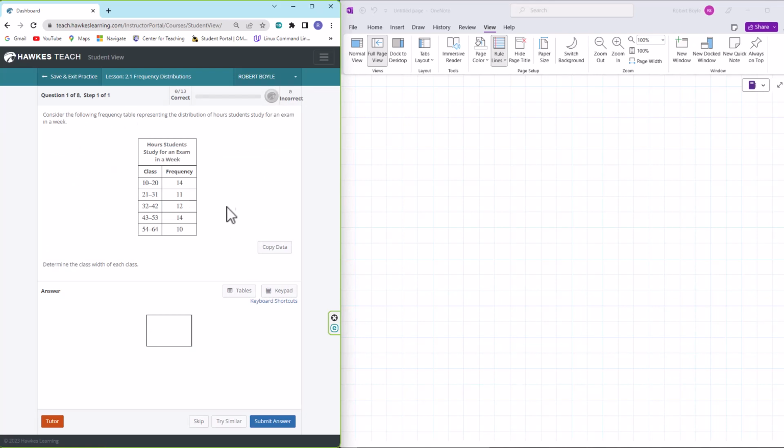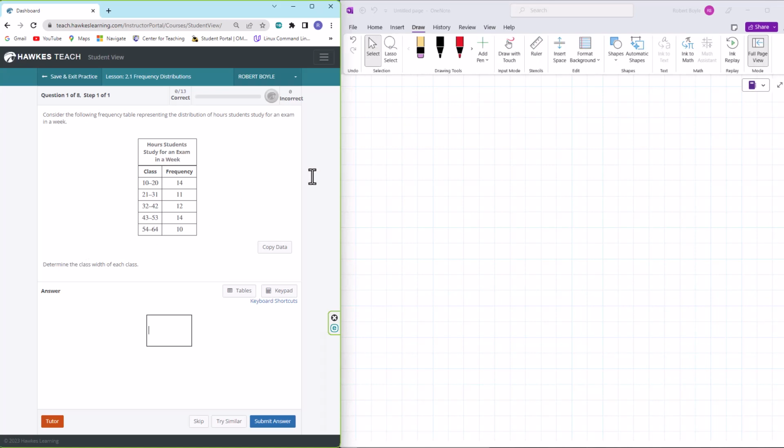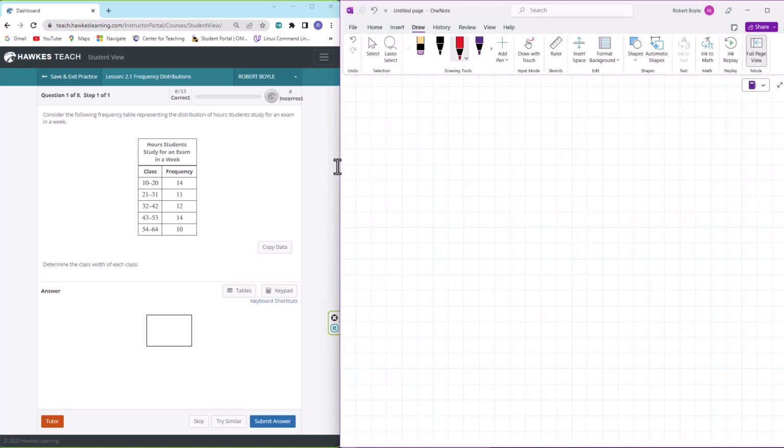We have a frequency distribution, and to read this, it says, consider the following frequency table representing the distribution of hours students study for an exam in a week. The question here is to determine the class width of each class. Now remember, the class width is equal to the difference between the lower limit of one class and the lower limit of the next adjacent class. And of course it's going to be a positive value.